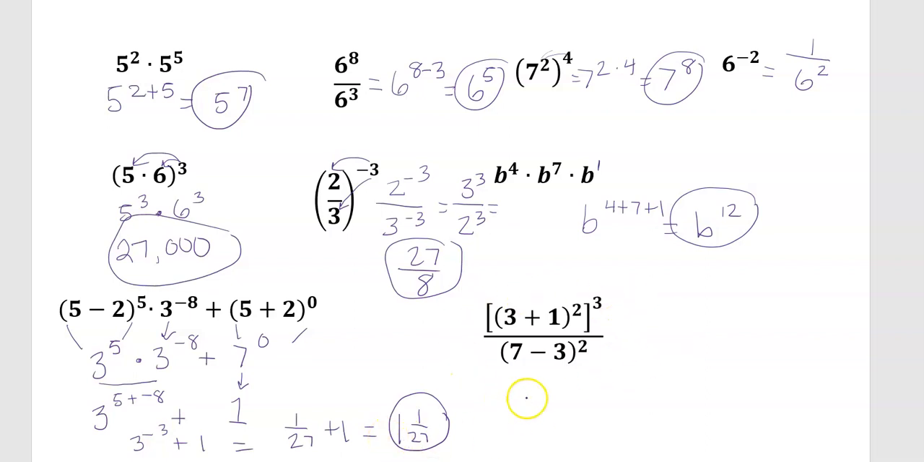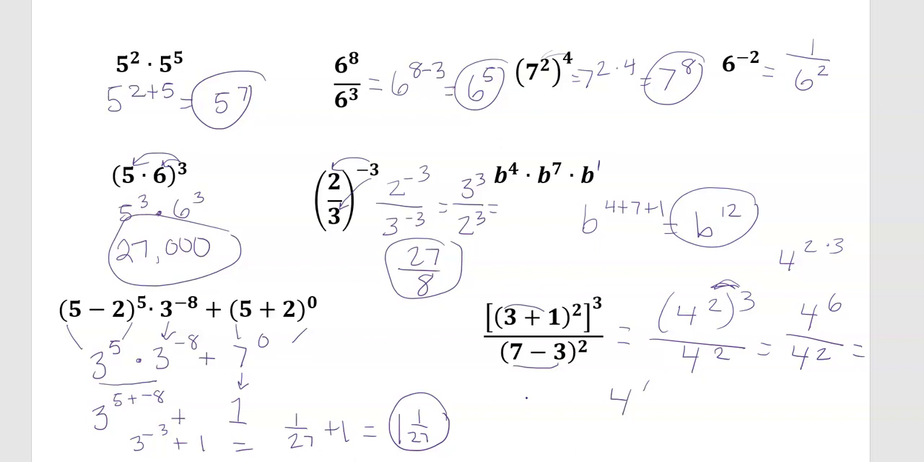This last one here, I've got multiple parentheses, so I'm going to do my inside parentheses first. Okay, so that's going to become 4 to the 2nd power to the 3rd power. 7 take away 3 is also 4 to the 2nd power. Now I'm going to solve my power to a power, so I'm going to do 4 to the 2nd times the 3rd. So this is 4 to the 2 times 3. So that becomes 4 to the 6th. 2 times 3 is 6. Over 4 to the 2nd. Now I can subtract because my bases are the same. And I get 4 to the 4th power.